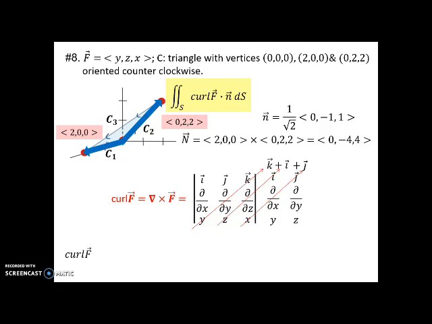So now we need to dot the curl with n, and that comes out to 0. Yay! So our integral is just going to be 0. That was too easy.